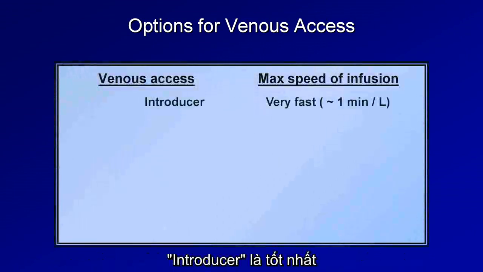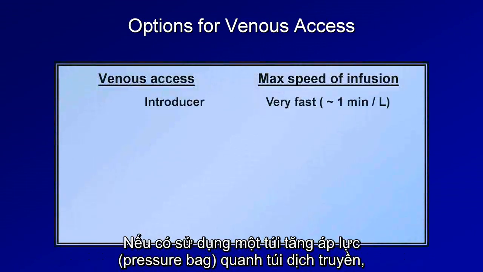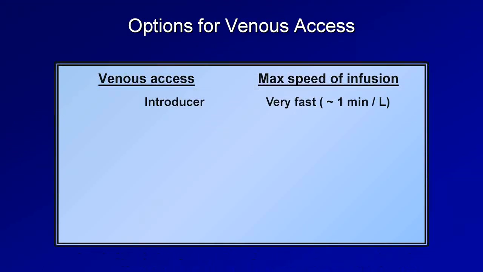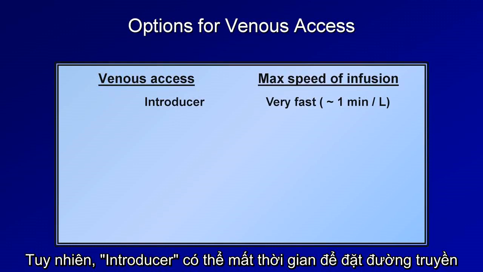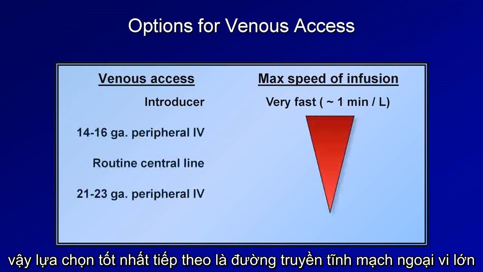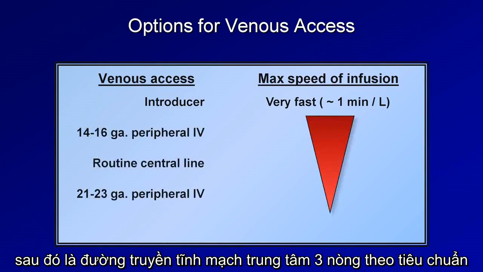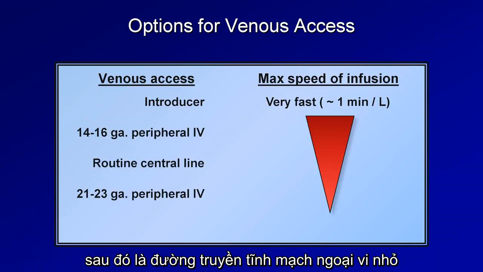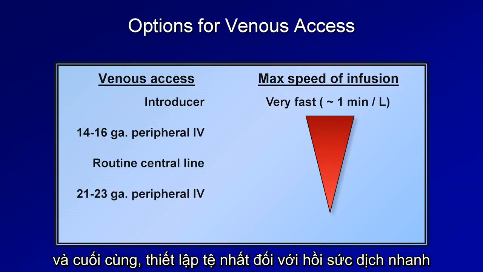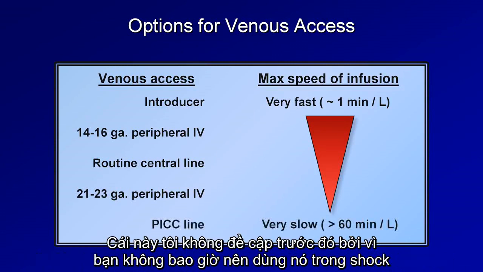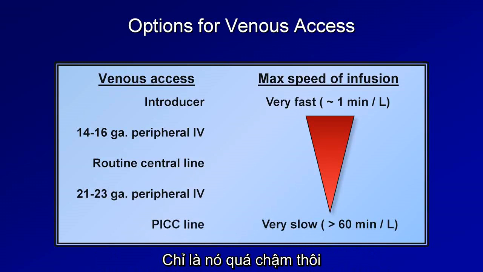The introducer is the best. If one uses a pressure bag around the bag of IV fluids, a liter can be delivered in about a minute. Introducers can take time to place, however, so the next best option is a large peripheral IV. Then a standard triple lumen central line. Then a small peripheral IV. And finally, the worst access for rapid fluid resuscitation is a PICC line, which I didn't mention previously because you should never be using it in shock. It's just too slow.